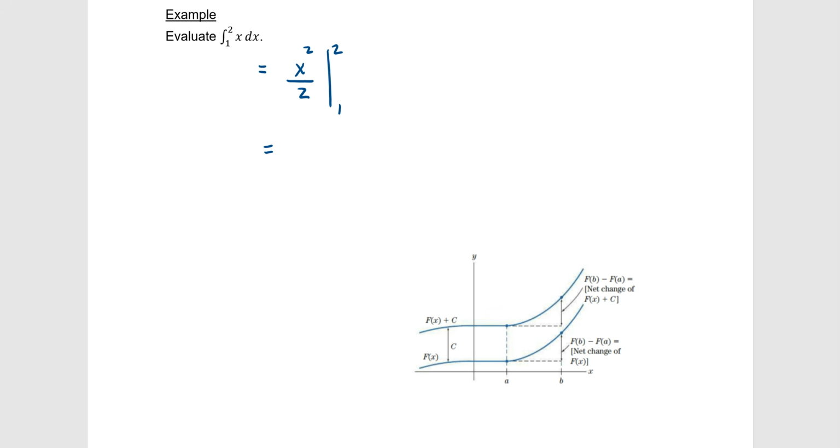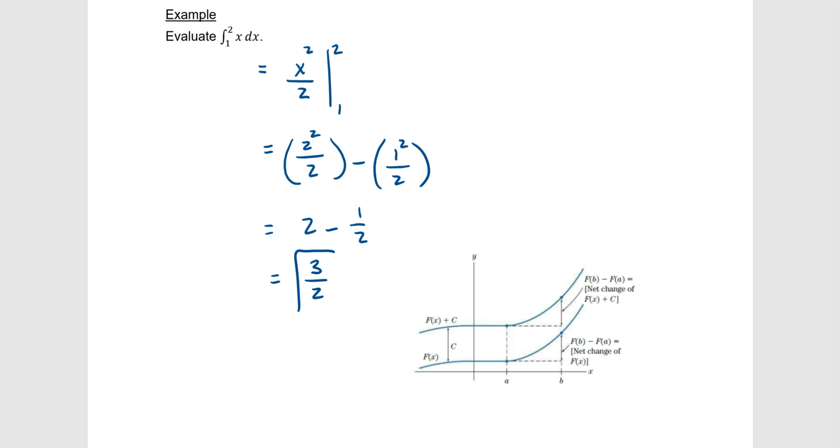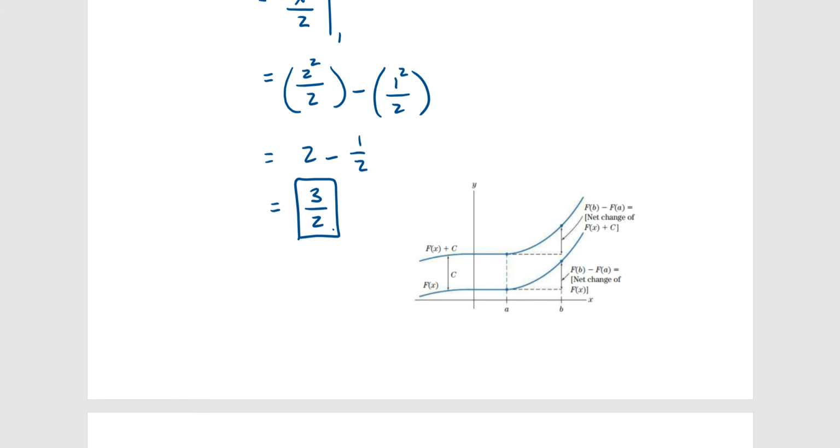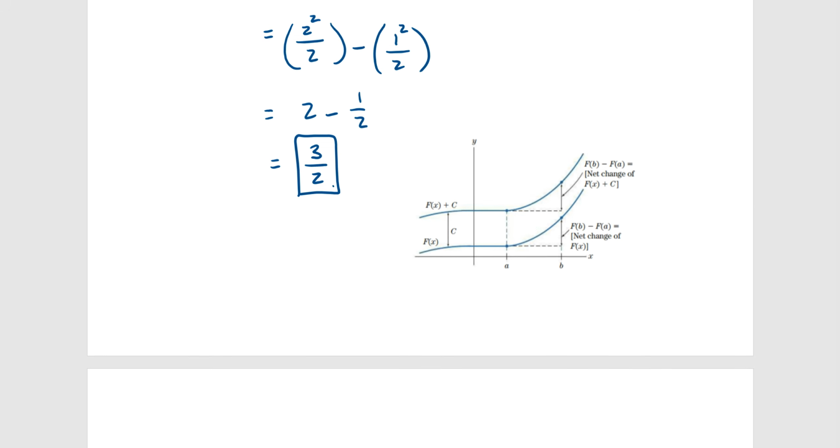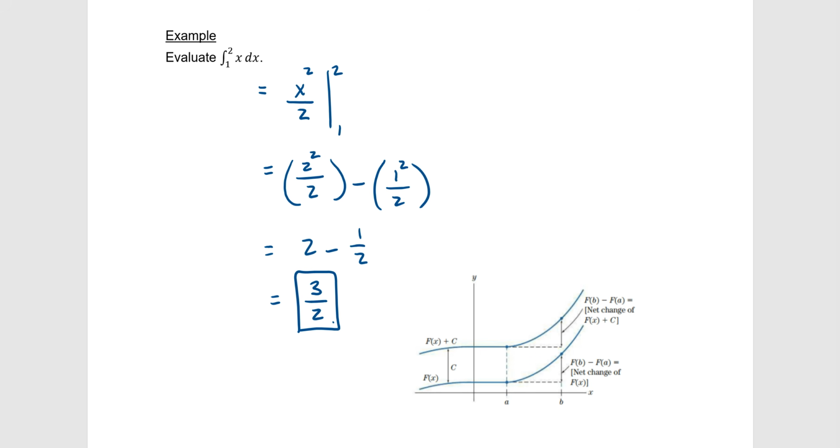That means we plug in 2, and then we subtract when we plug in 1. So upper bound minus the lower bound, and that gives us 4 over 2 minus 1 over 2, so 1/2, and that gives us 3/2. So we integrate and then plug in the bounds, upper bound minus the lower bound. And for now, we're going to say that this represents the net change of the function, capital F of x.